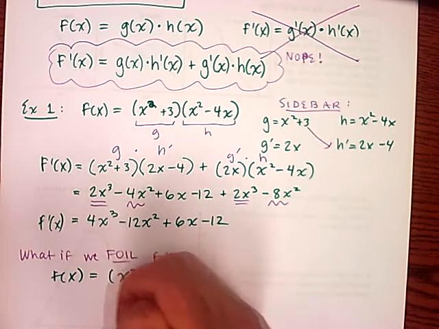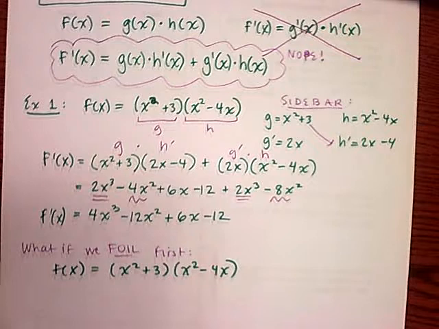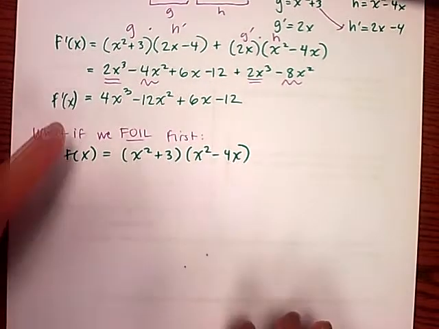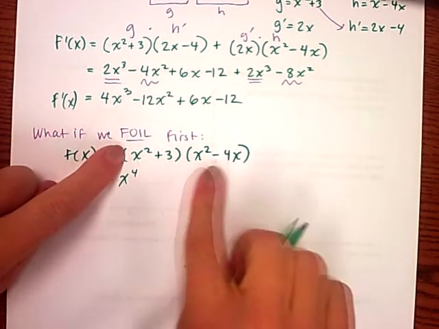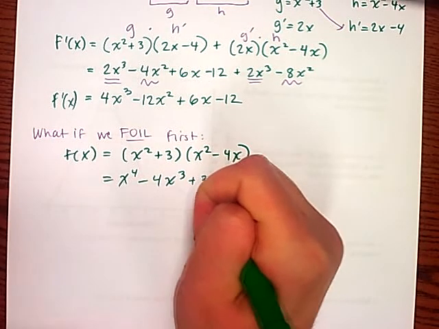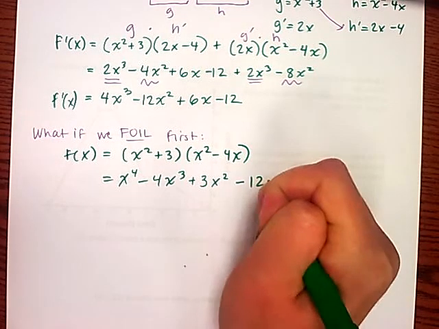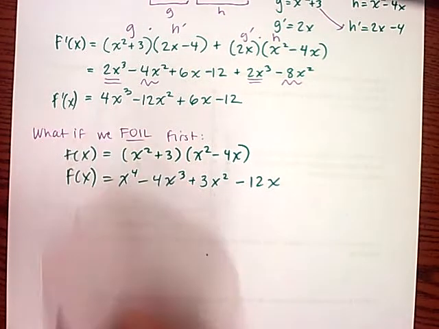So I'm starting with (x squared + 3) times (x squared - 4x). If I FOIL, this becomes x to the fourth minus 4x to the third plus 3x squared minus 12x, right? From here, this is still f of x. I haven't taken any derivative yet.